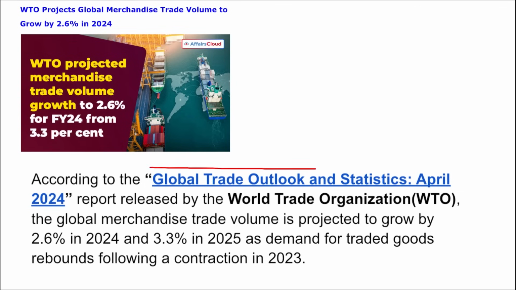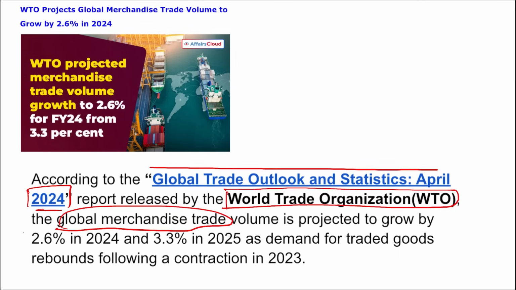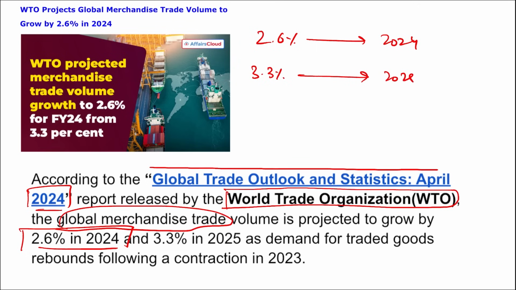This is the report name, Global Trade Outlook and Statistics for April 2024. It is released by the World Trade Organization, and they projected that the global merchandise trade volume is expected to grow by 2.6% in 2024. And it is expected to grow by 3.3% in 2025, as the demand for the traded goods has rebounded following a contraction in 2023. Now we are seeing more demand, and if there is more demand in the market, the trade will flourish, right?